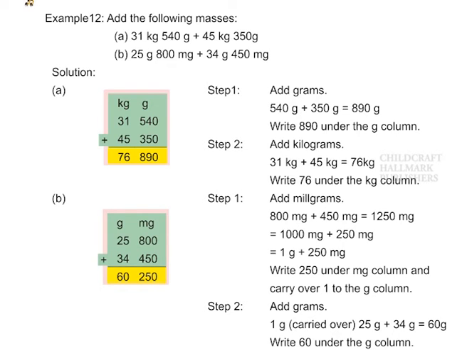Step 1. Add milligrams. 800 milligrams plus 450 milligrams is equal to 1250 milligrams, which is equal to 1000 milligrams plus 250 milligrams, which is equal to 1 gram plus 250 milligrams. Write 250 under the milligram column and carry over 1 to the gram column. Step 2. Add grams. 1 gram carried over plus 25 grams plus 34 grams is equal to 60 grams. Write 60 under the gram column.